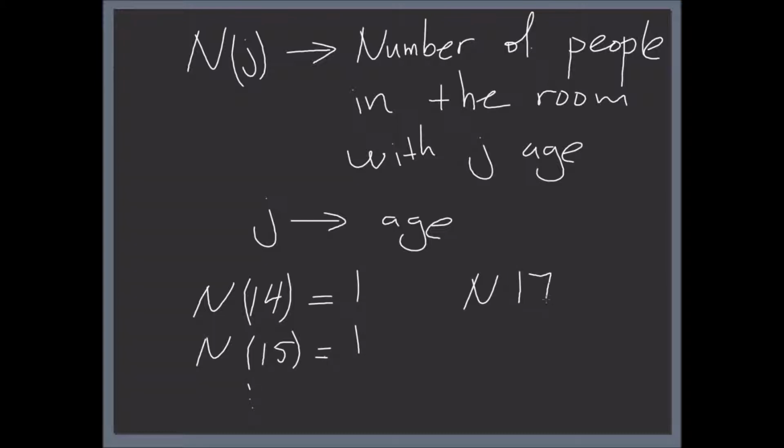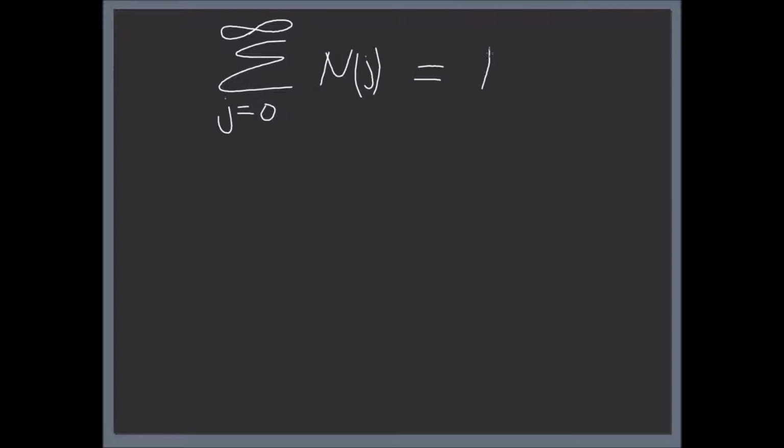N of 17, that has to be 0. N of 25, that's 5. So the sum of all the N of j's, when j starts from 0 all the way to infinity, this must be equal to N, which in this example is 14, the number of people in the room.